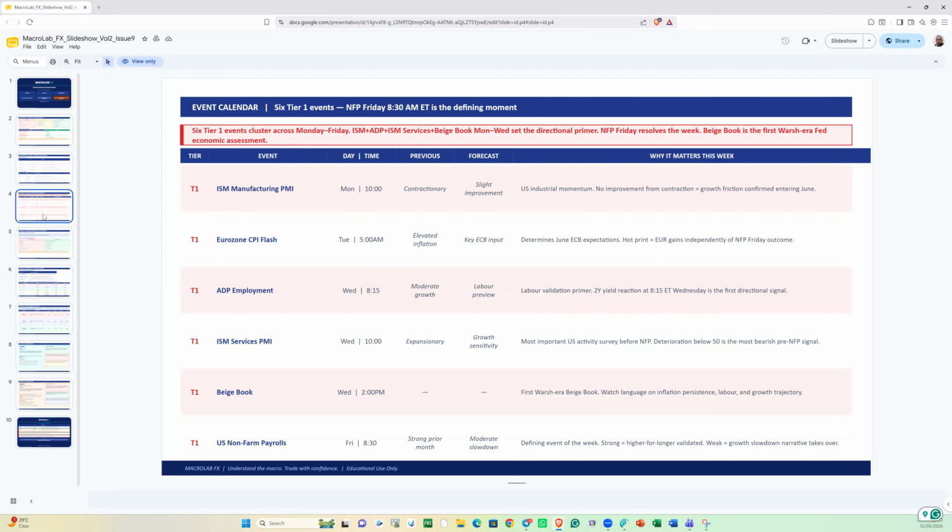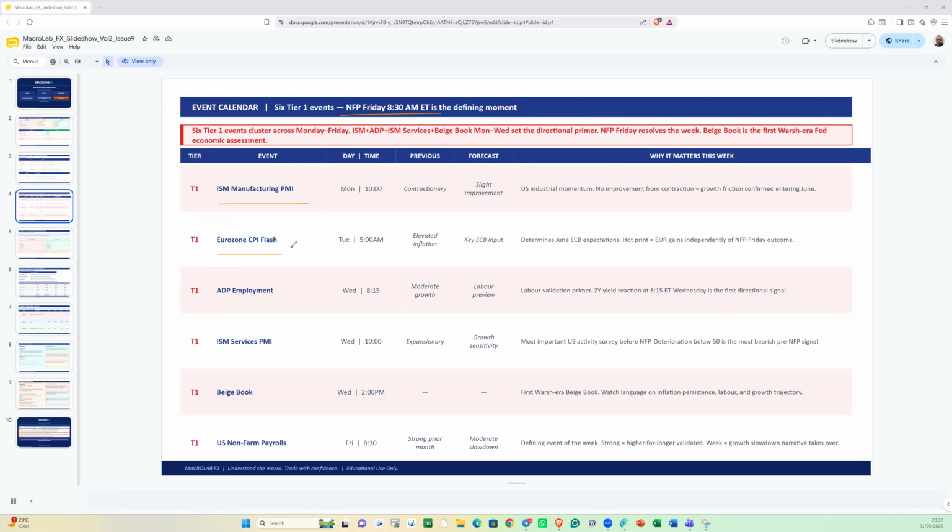Of course, the major event for the week stands out as the NFP. The NFP on Friday is a defining moment for the week. However, we'll have other tier one events for the week. One is ISM manufacturing, which happens on Monday, 10 a.m. Eastern time. We're looking at how that data could bring in volatility in the market on Monday, New York time.